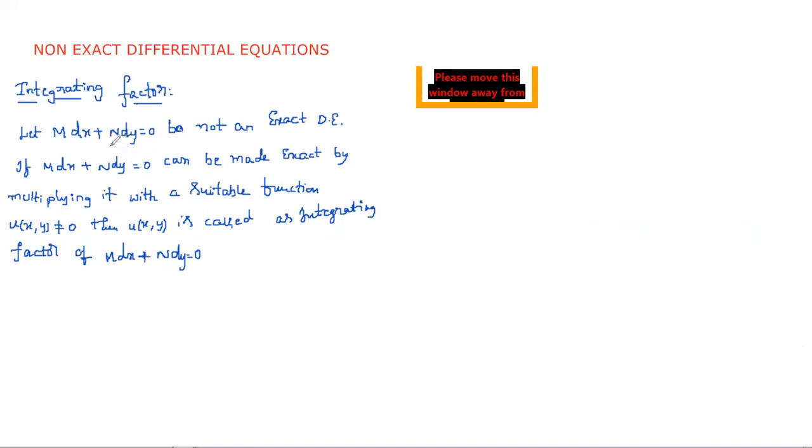Suppose the given differential equation is of the form M dx plus N dy equal to 0, and that differential equation is not an exact differential equation. To make it an exact differential equation, we have to multiply the given differential equation with a suitable function. That function we name u, and it should not be equal to 0. Then that function u is called an integrating factor of that differential equation.